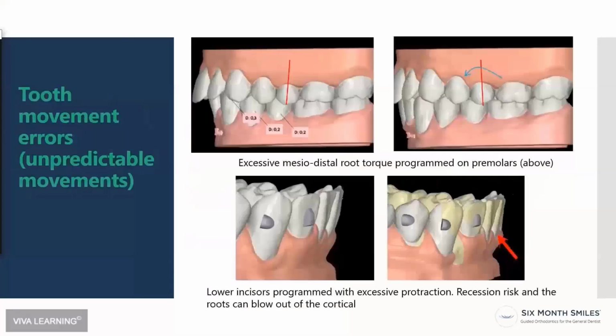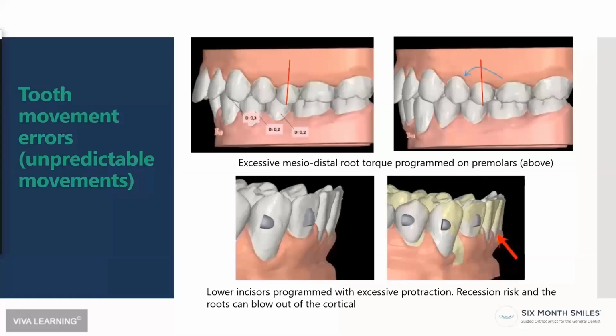For example, some errors that you find on digital plans are when unnecessary or unpredictable movements are prescribed. As we see on the premolar, upper left 5, there was an excessive mesiodistal root torque, which worsens the mesial tilt that the crown should have, but also means that the root has to move through the bone mesially, which is unnecessary.